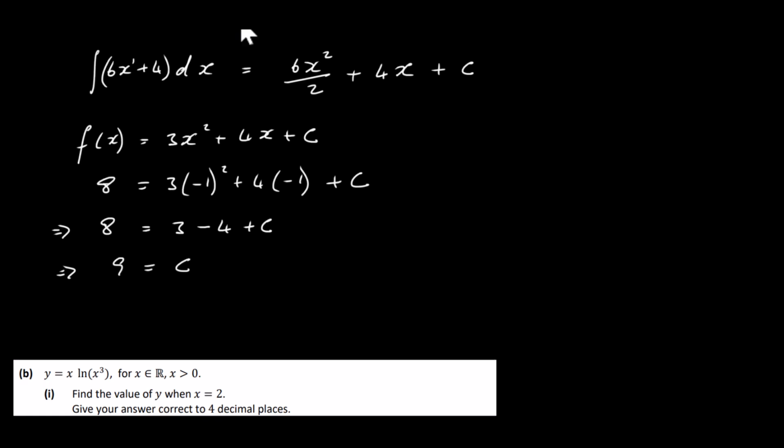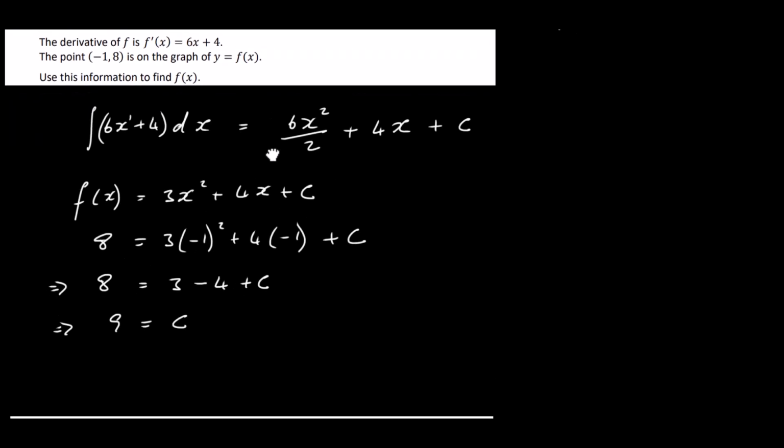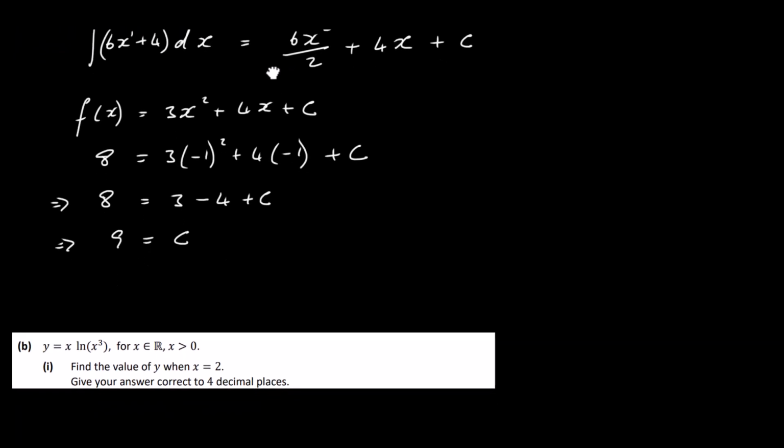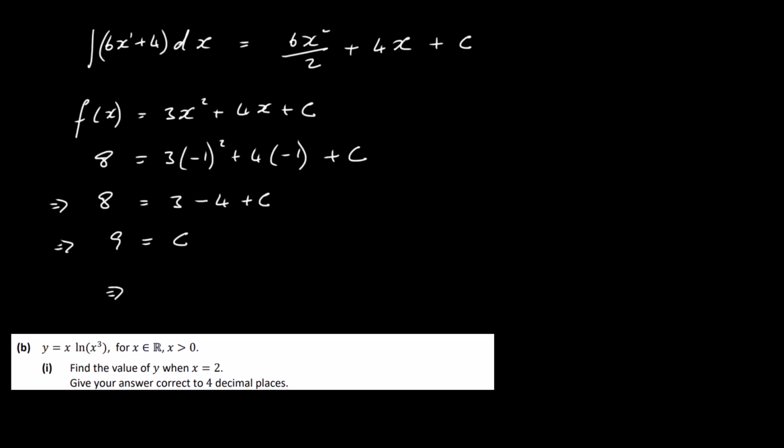So we've got to work out, I think the question said, work out f of x. So our f of x then, our final answer here is this up here, 3x squared plus 4x, and we've just worked out c as 9. And that's it for part A.